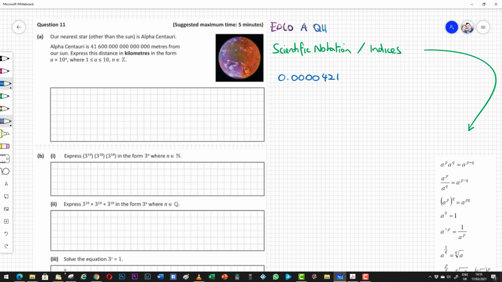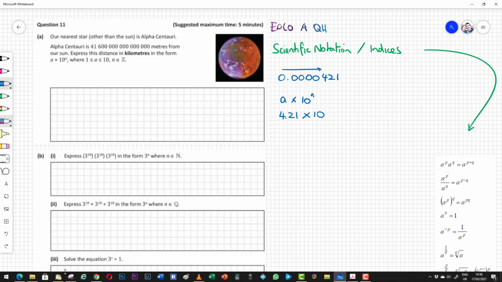0.0000421. So in this example, what we do is we again want to write down a number between 1 and 10. That's going to be the A. But obviously we're not going to start with the first digit, which is 0. And we have zeros all along until we get to the 4. And so the 4 is the number I'm going to write down, and then 0.21. So you write down the first non-zero digit, and then we have our decimal point, and then the numbers after it. Now this time, to figure out what our power is going to be, we count the number of zeros.